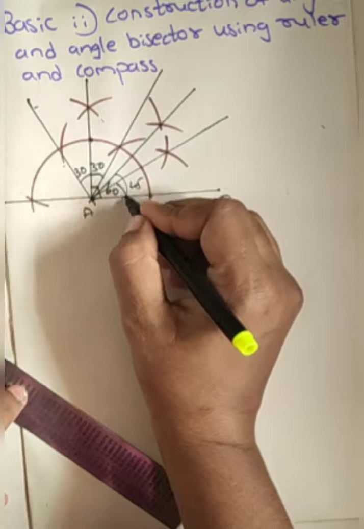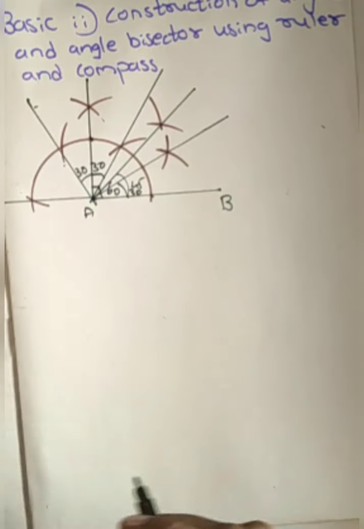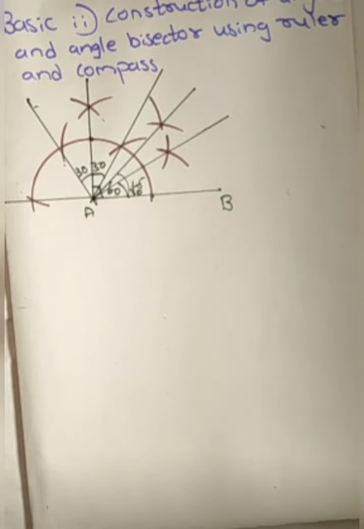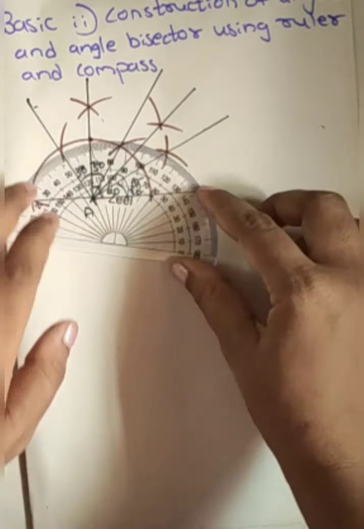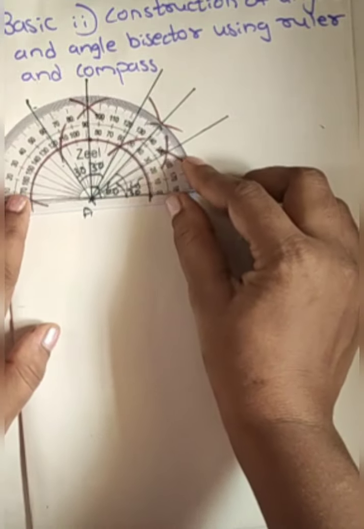Again this angle is our 30 degree. You can check using protractor here. You practice this. Once you are perfect in angle bisector and perpendicular bisector, it is very easy to draw similar triangles and divide line segments in given ratios.